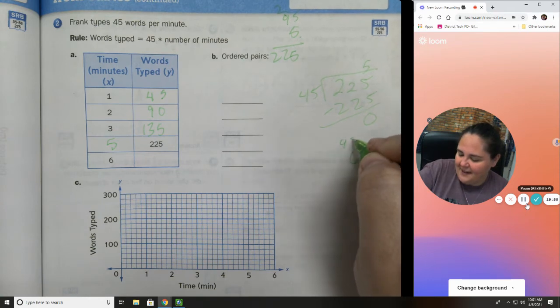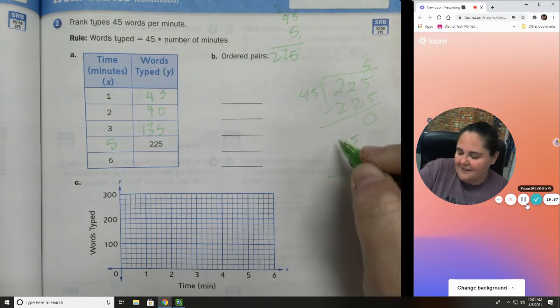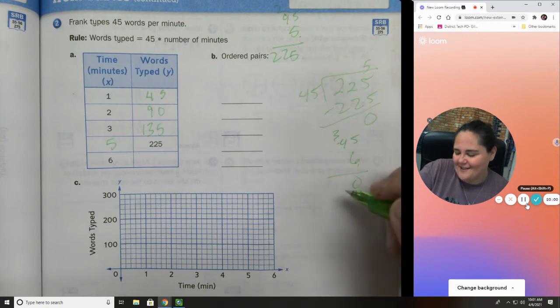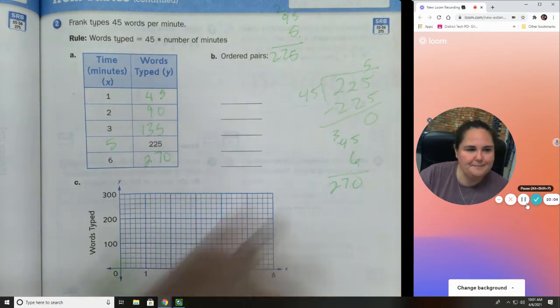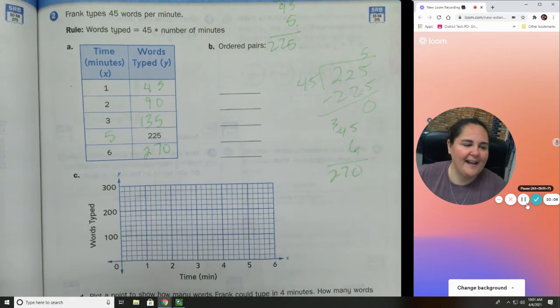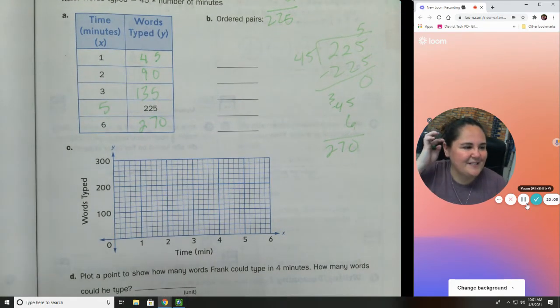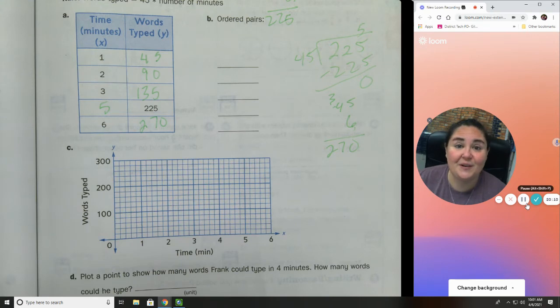And then finally, 6 times 45. 6 times 5 is 30. Carry my 3. 6 times 4 is 24. 25, 26, 27. So 270. All right. Write your ordered pairs and graph your picture below. Go. When you're done, hit continue.